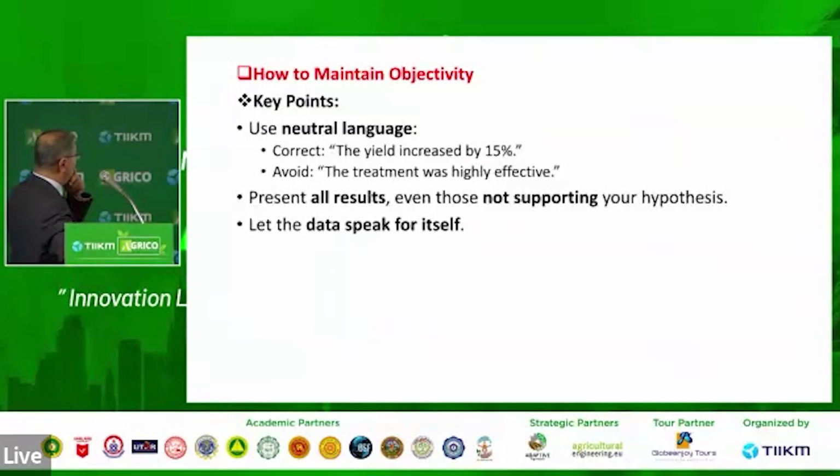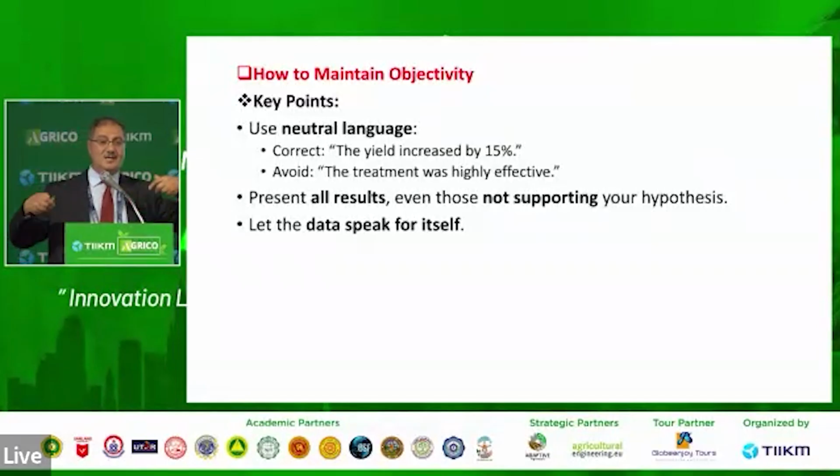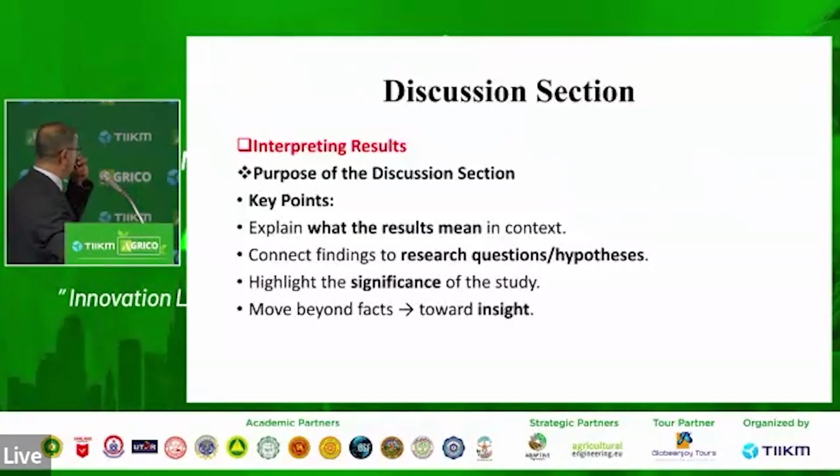You maintain objectivity. Neutral language always obtains the objectivity. Like when you say the yield increased by 15%, avoid saying the treatment was highly effective, it was highly significant. You don't see just sentences like that; people are just throwing them everywhere.